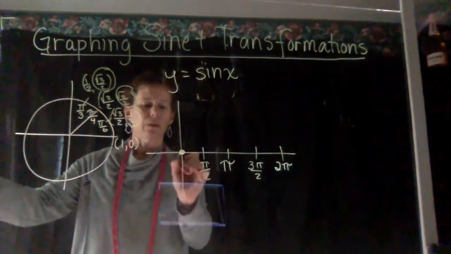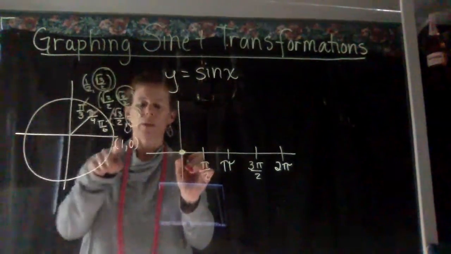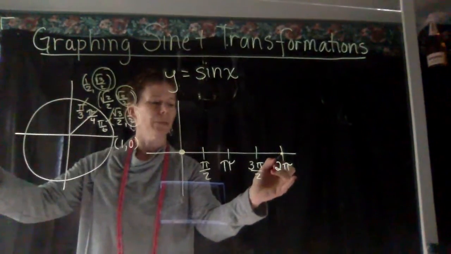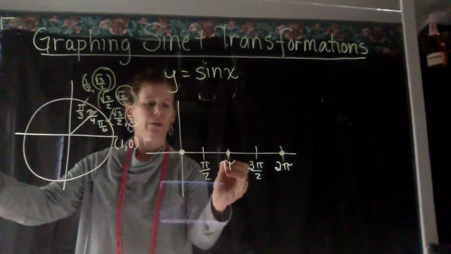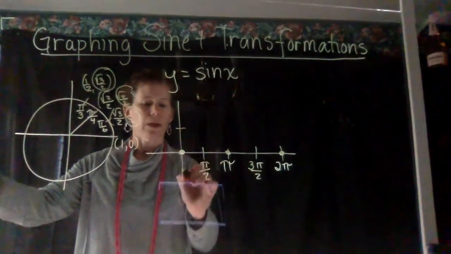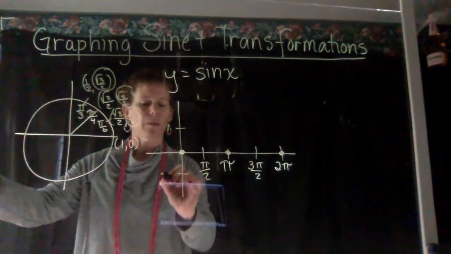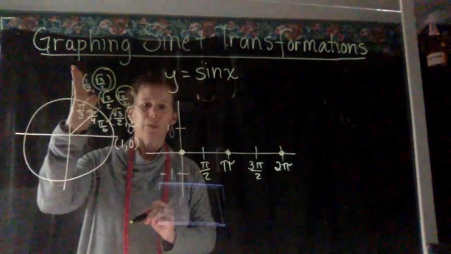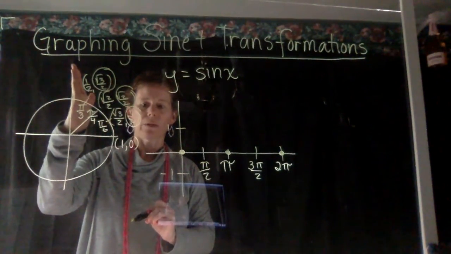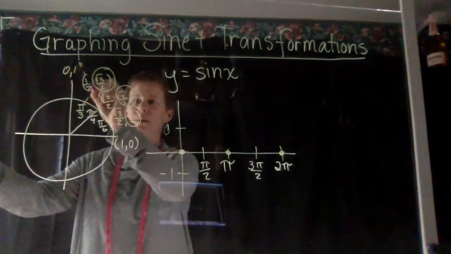So sine of 0 is 0. When I go all the way around, sine of 2 pi is 0. Sine of pi is also 0. We're going to have an amplitude of 1, so that means I'm up 1 and down at negative 1. The sine of pi over 2 is at the top of my circle. That is the point 0, 1.